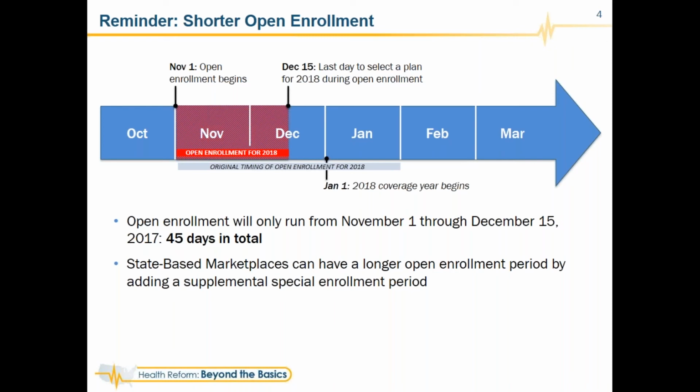Also, it's important to point out that states with state-based marketplaces that do not rely on healthcare.gov can implement a longer open enrollment period. At this point, we know that California is doing this, but I think that's the only state that we know is doing this at this time. And you should check with your state marketplace to see what they're planning to do for the upcoming open enrollment.